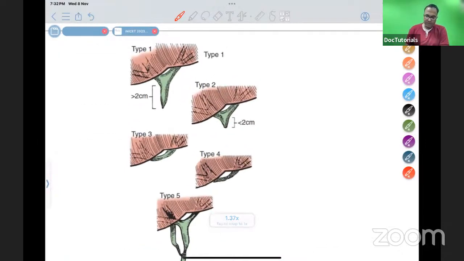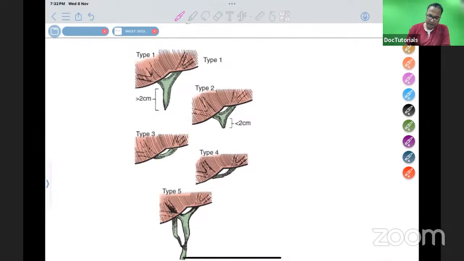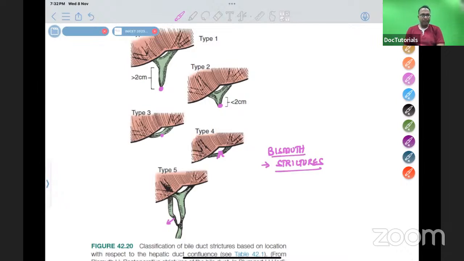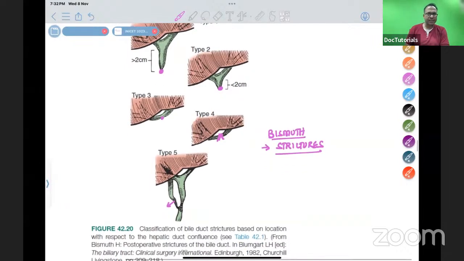So please tell me what this image is showing in this classification. This is a stricture more than 2 centimeters from the hilum, less than 2 centimeters from the hilum, at the hilum, and separated duct and aberrant duct. This is a classical question we have already discussed many times. Bismuth classification of bile duct strictures. Okay, this is very simple. This is a common MCQ.